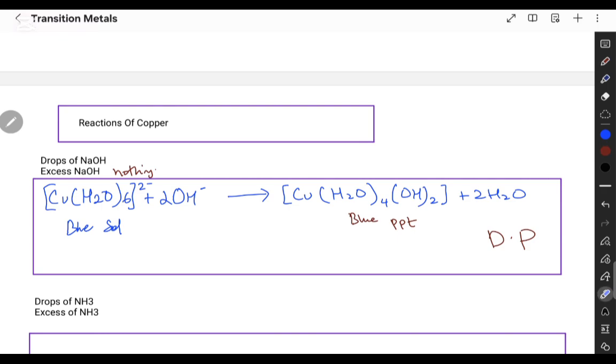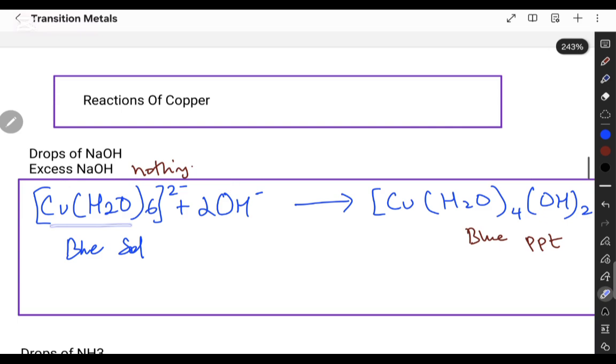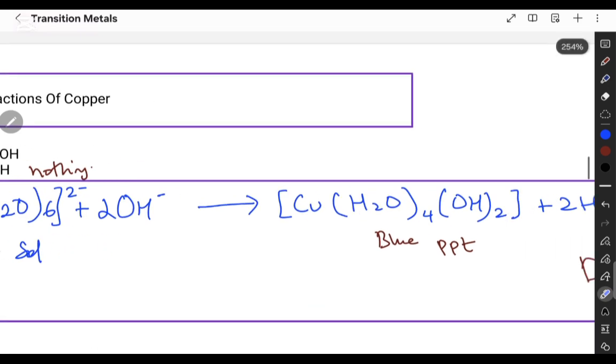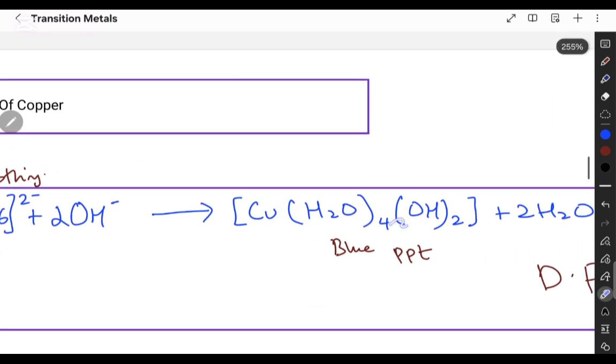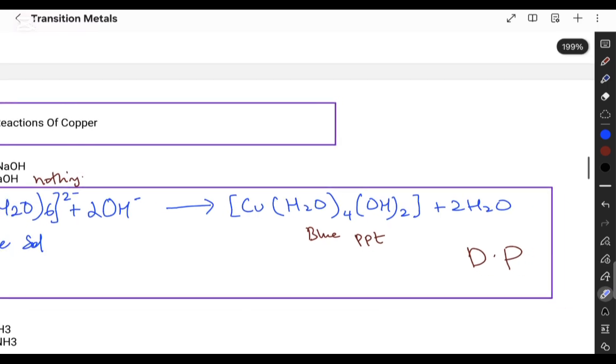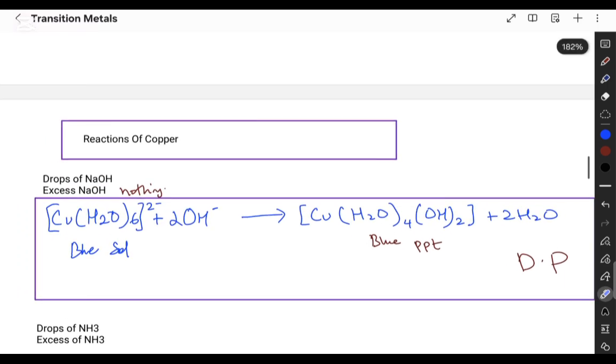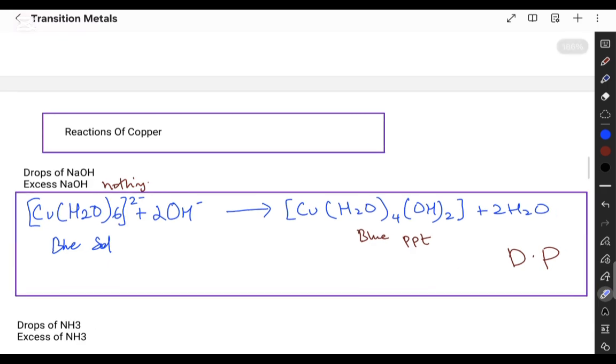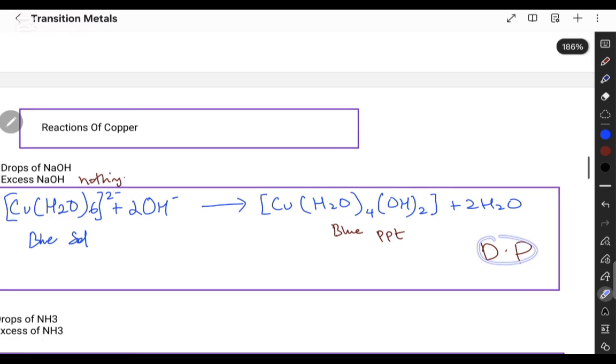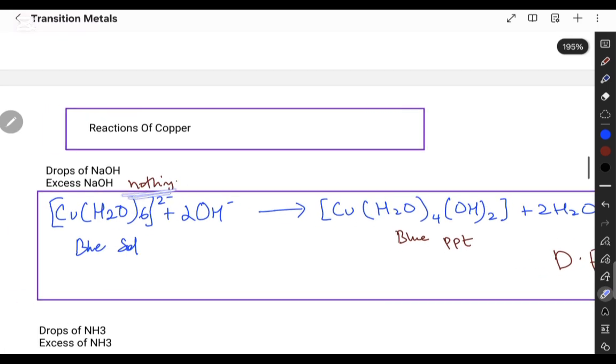So we're going to be starting off with hexaaquacopper again, and hexaaquacopper will react with drops of NaOH to give you the same thing that we saw before, but instead we have copper now. So this is going to be dihydroxotetraaquacopper, and then we have 2 water molecules right there. So this is going to go from a blue solution to a blue precipitate, and this is going to be deprotonation. If you add excess NaOH, nothing is going to happen.